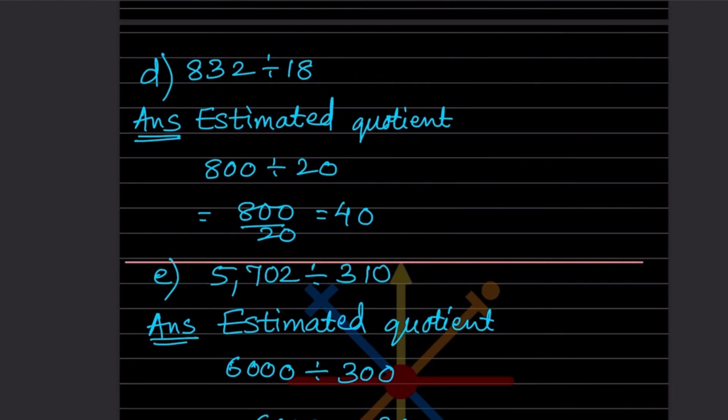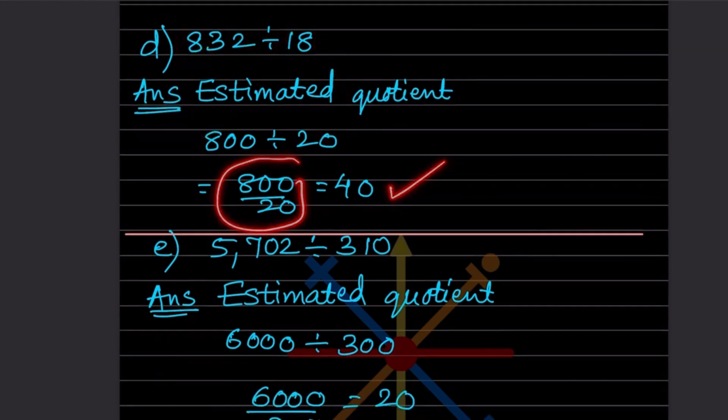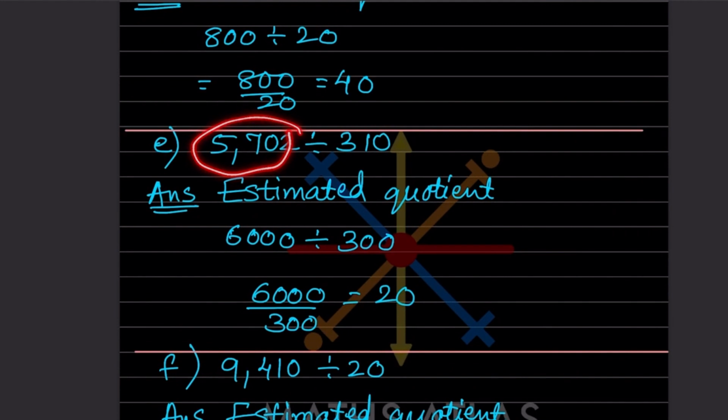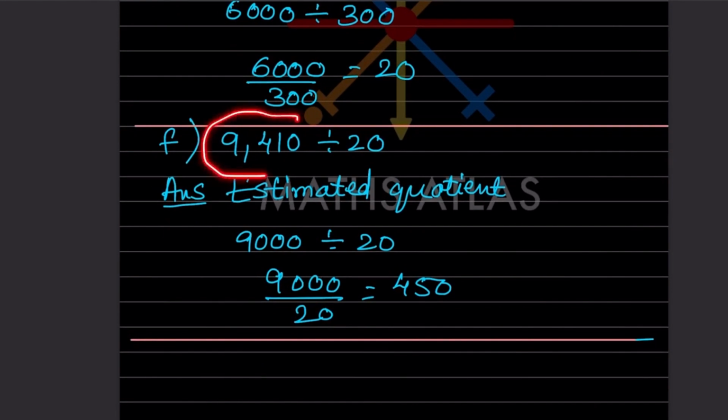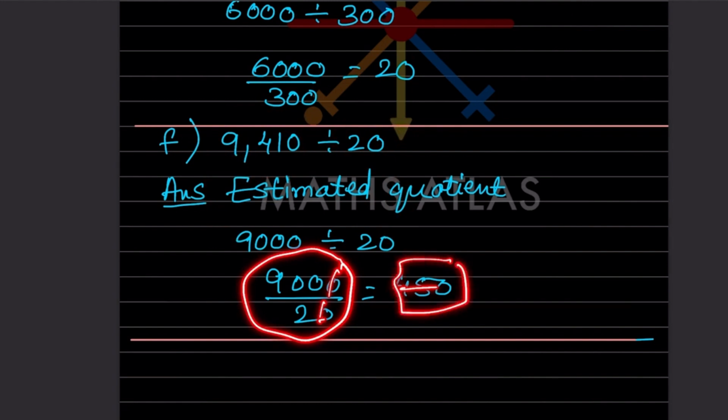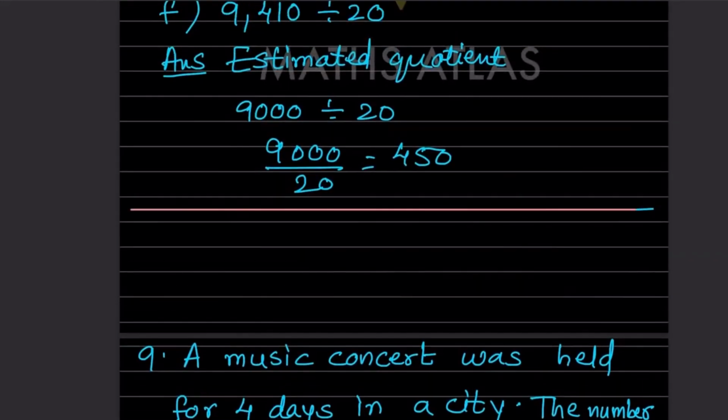Okay. Now, this 832 becomes 800, 18 becomes 20. So when you divide it, you get 40. Same here, 5,702 becomes 6,000, 310 becomes 300. When you divide this, what do we get over here? It is 20, correct? Okay, so now here 9,420 becomes 9,000. 20 remains the same, 20 is 20 itself, okay? So when you divide this number, you get 450. Okay, so this was something about the estimation.